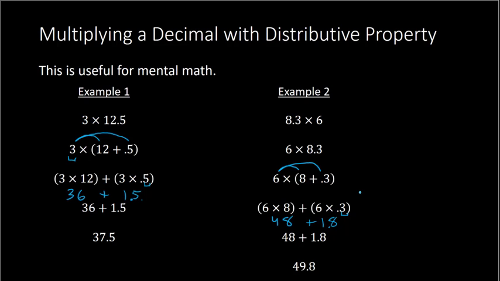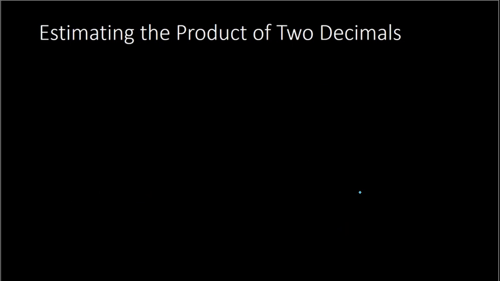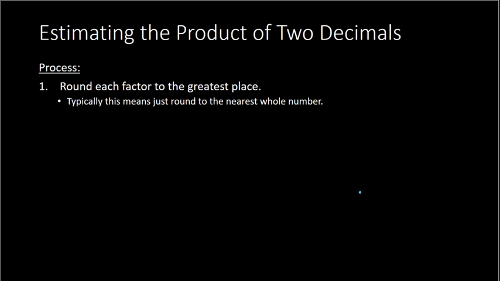Now, our third objective is estimating the product of two decimals. So working with estimating, our process is to round each factor to the greatest place. So typically this just means that we're rounding to the nearest whole number. And then from there you multiply the factors together. So for example, if we had 8.73 times 5.28.